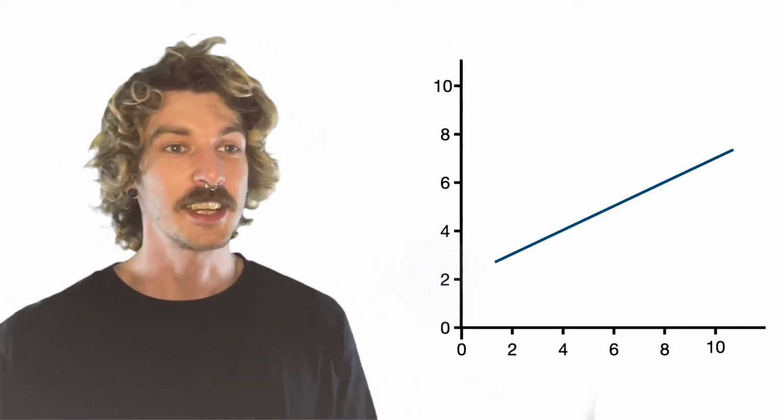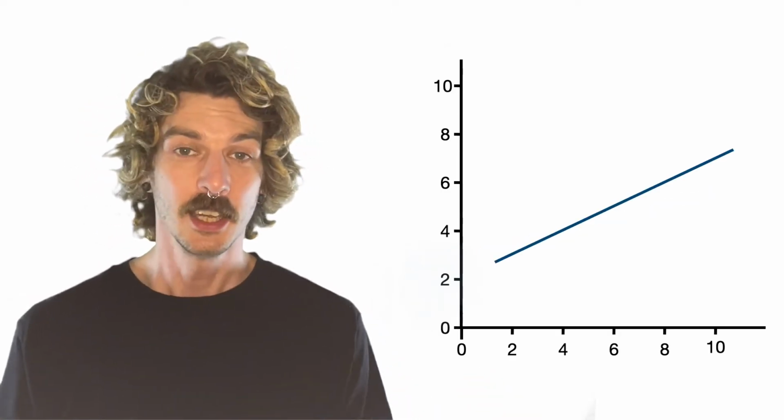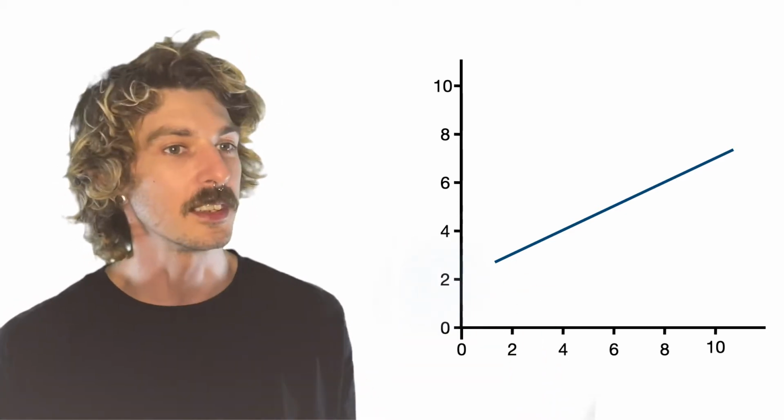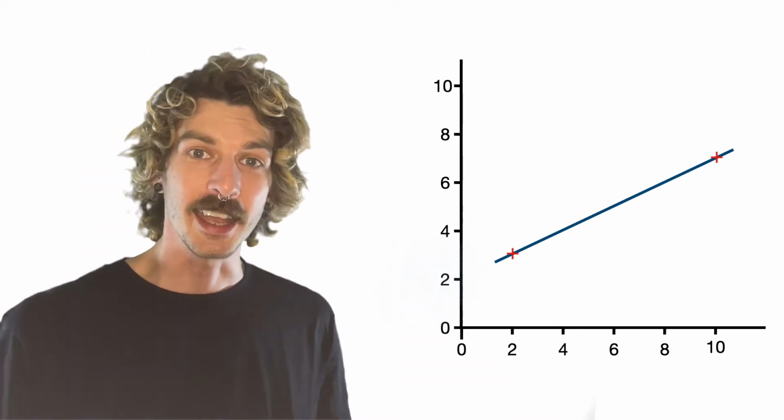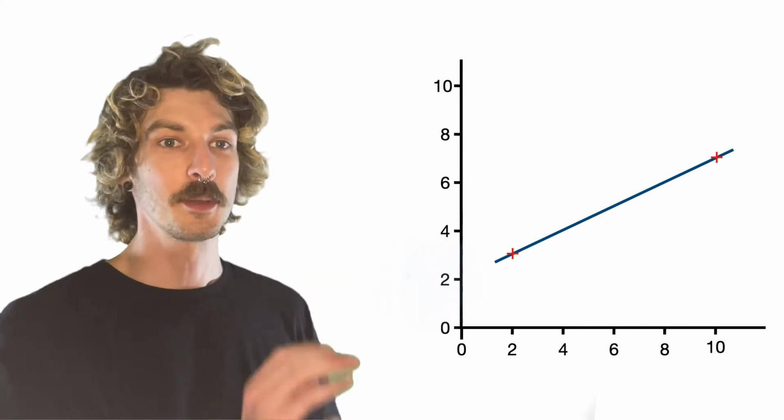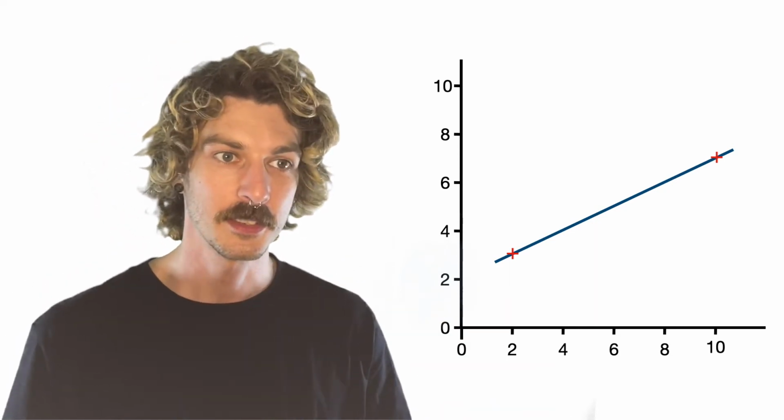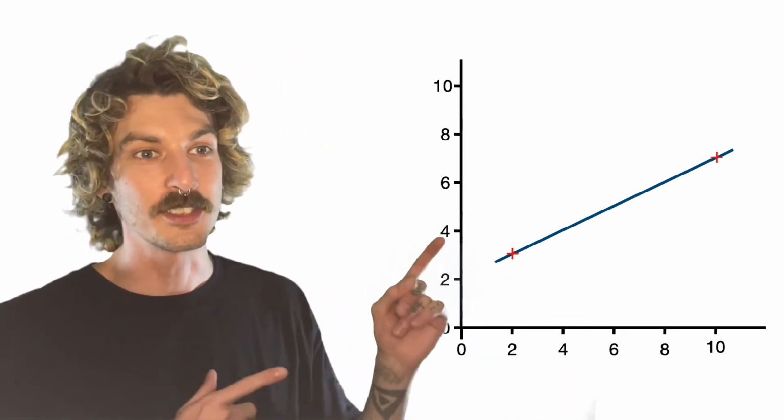Now the gradient is actually a number that we can calculate fairly easily. All you've got to do is pick 2 points on the line like this, and you divide the change in the y values by the change in the x values. So here, for example, I've chosen these 2 points here.